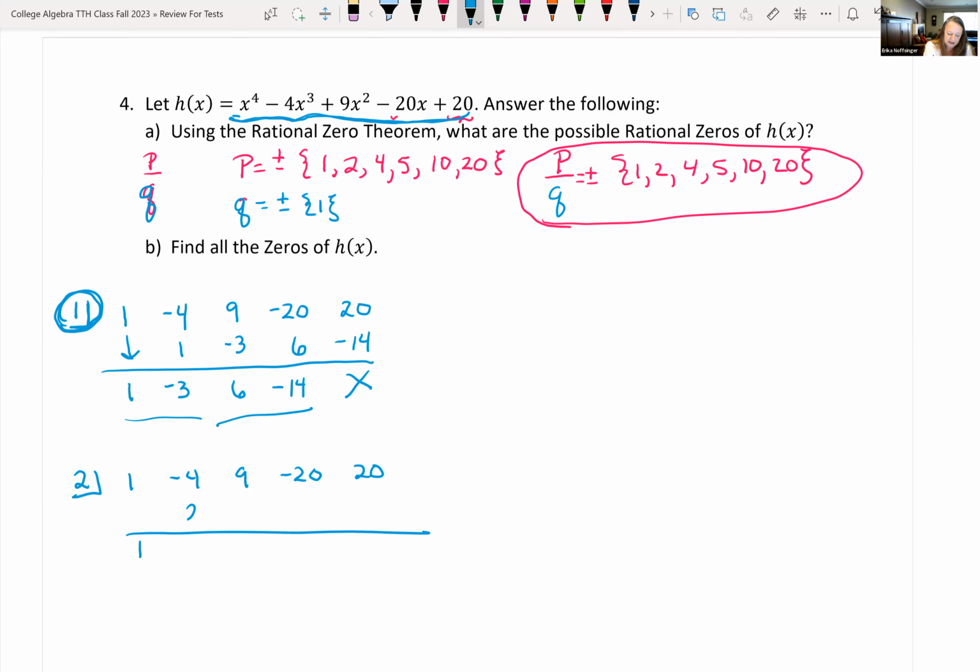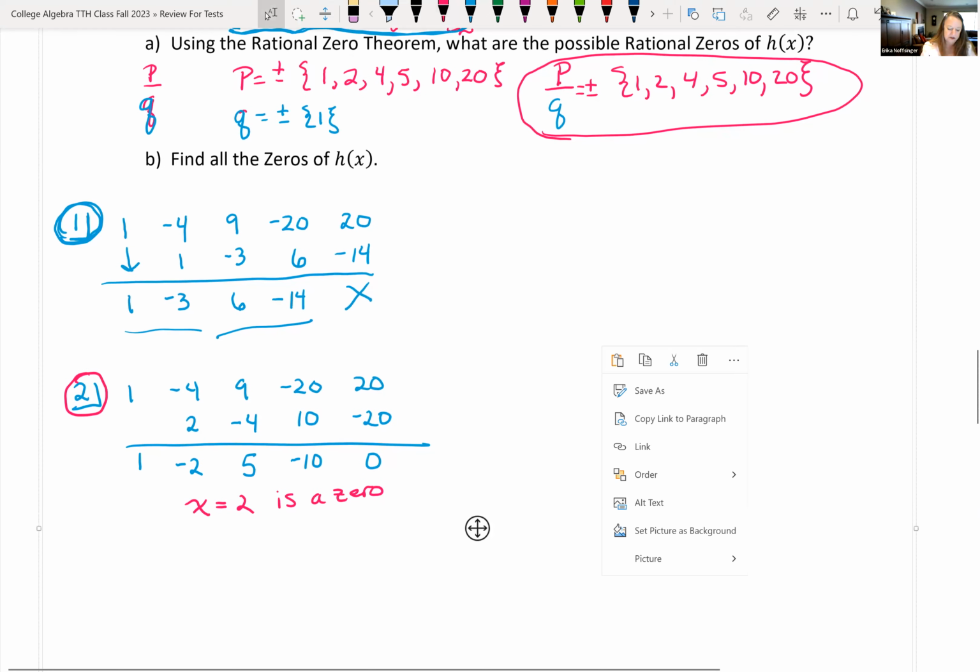So 1, and then multiply it by the number in our box. So 2 times 1 is 2. -4 plus 2 is -2. 2 times -2 is -4. 9 minus 4 is 5. 2 times 5 is 10. -20 plus 10 is -10. 2 times -10 is -20. And this gives me 0. So I'm really happy when I get a 0 there, because that means I found a zero. So x equals 2 is a 0.